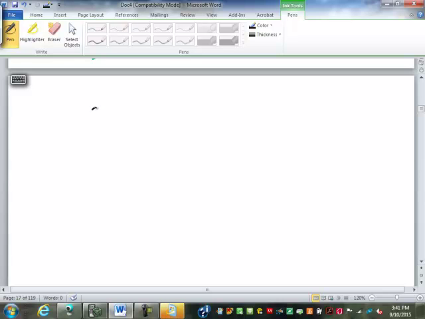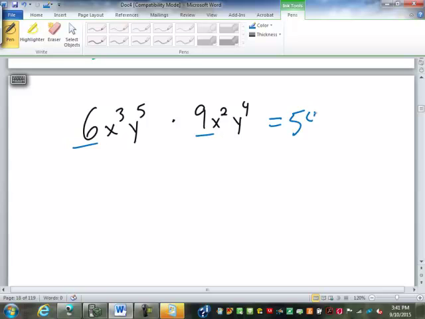What if we have two names? So here we have 6x to the 3rd y to the 5th times 9x squared y to the 4th. Well, I still combine the counts. 6 times 9 is 54. And then I can combine each name separately. X to the 3rd times x to the 2nd is x to the 5th. Y to the 5th times y to the 4th, y to the 9th.